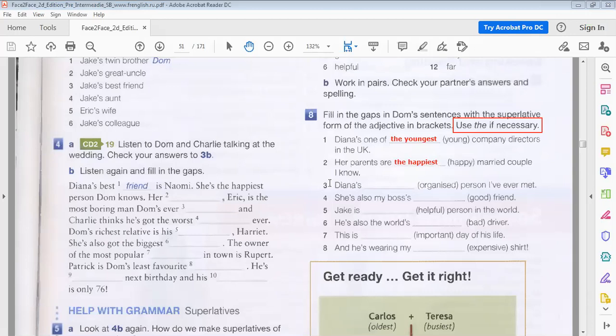Hannah, can you do number 3? Diana is organized person. Organized. I have ever met. Okay, but I think you forgot something. Right now we're saying she is the most organized person.